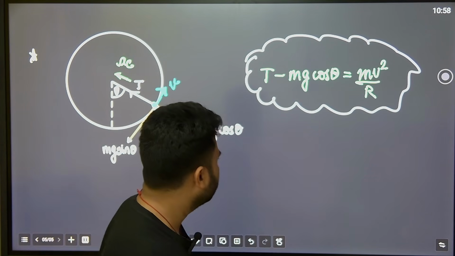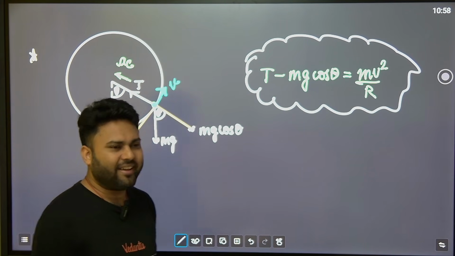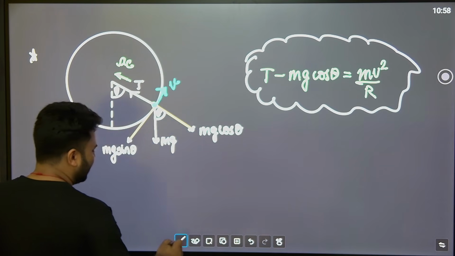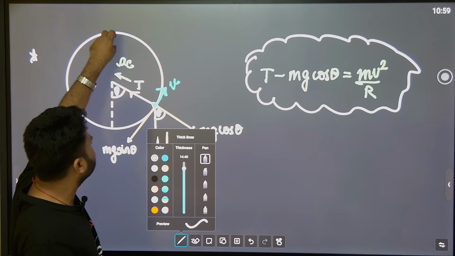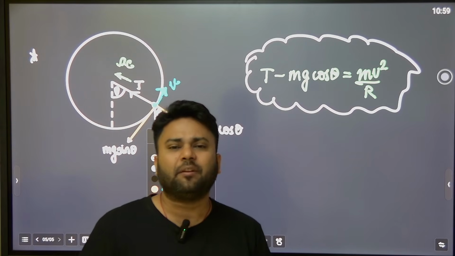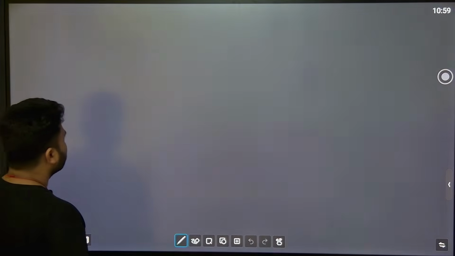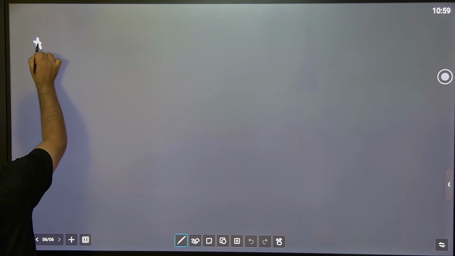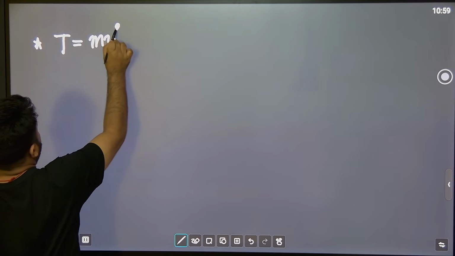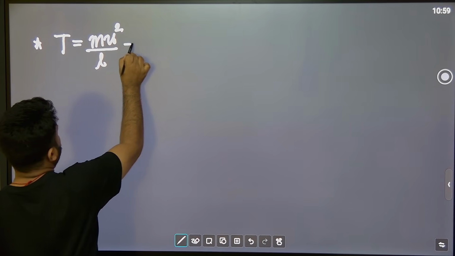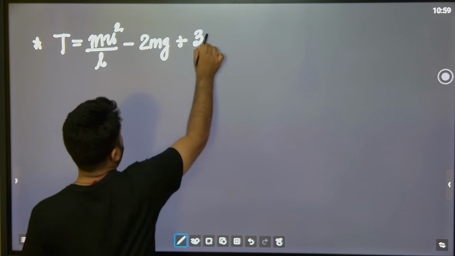See, in the examination, they normally ask tension at different points. Like if the object is here, here, or here, what will the tension be at different points? So you write down the formula for tension, a direct formula I am giving you. Tension equals mu square by L minus 2mg plus 3mg cos theta.